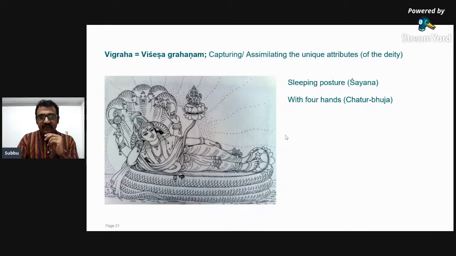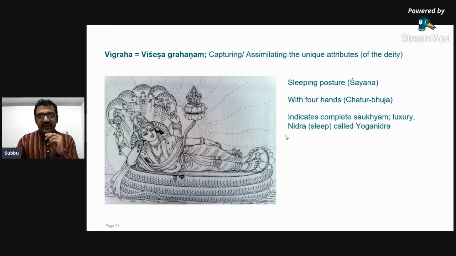So you can see that the progression is from Sthanaka, standing, where he is just ready at any point of time to help the devotees, to Asina, where he is a bit more relaxed and exudes Saukhyam, to Shayana, where he is completely relaxed. It indicates complete Saukhyam and luxury. This is where more often it is related to the yoga nidra of the Lord. That is the sleep of the Lord, especially from the Ashada Ekadashi to the Kartiki Ekadashi, the four months when the Lord Vishnu is said to go to sleep. So this is the yoga nidra of the Lord that is depicted in the Shayana posture.